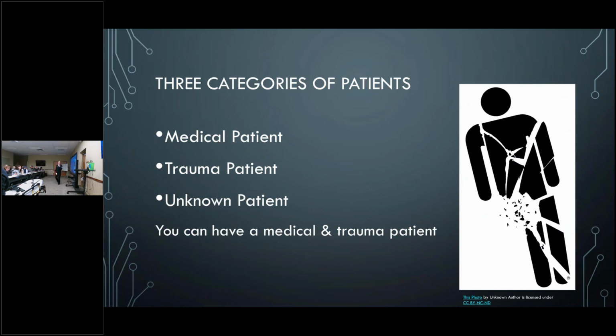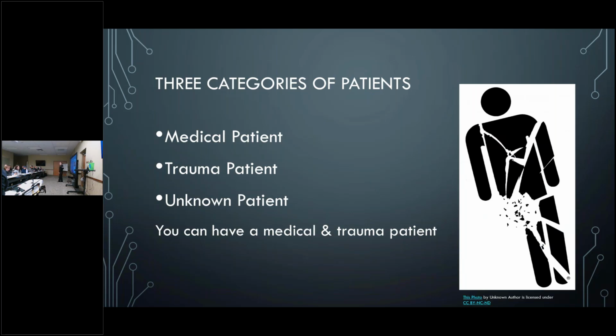Does that make sense? All right, so we have 3 categories of patients. We have the medical patient. So what's an example of a medical patient? Chest pain, heart attack, difficulty breathing. Psych patients are medical patients. We have trauma patients. That one's pretty self-explanatory.